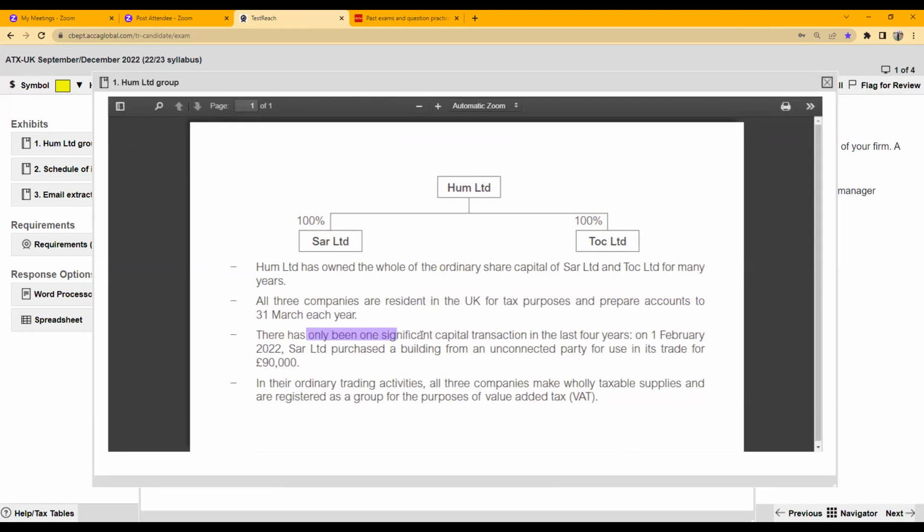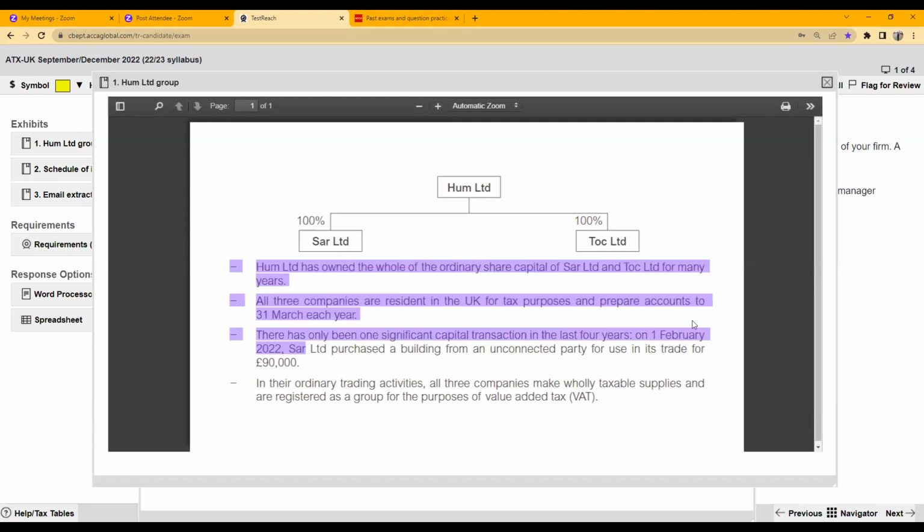There has only been one significant capital transaction in the last 4 years. On 1st Feb 2020, which company? SAR Limited purchased a building from an unconnected party for use in its trade for 90,000. Do not forget this point. We shall be using this point while answering, while claiming the group rollover relief, as I told you.